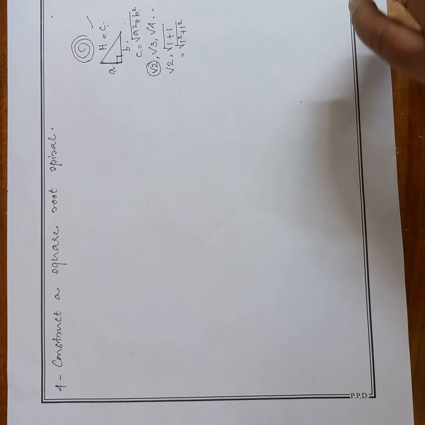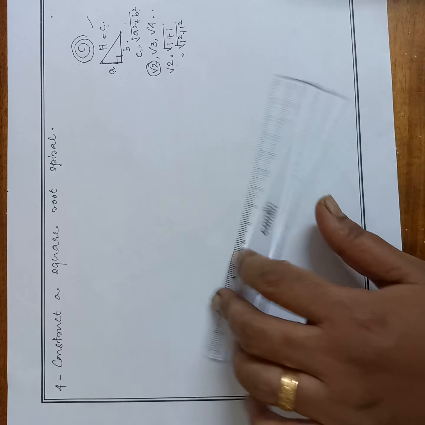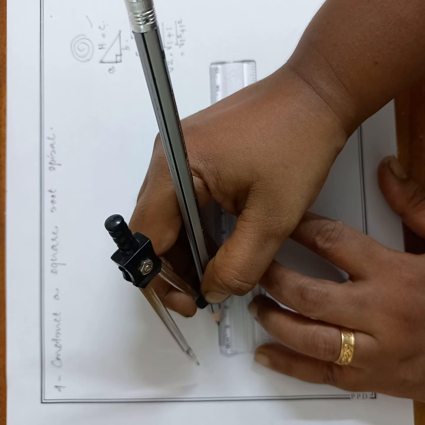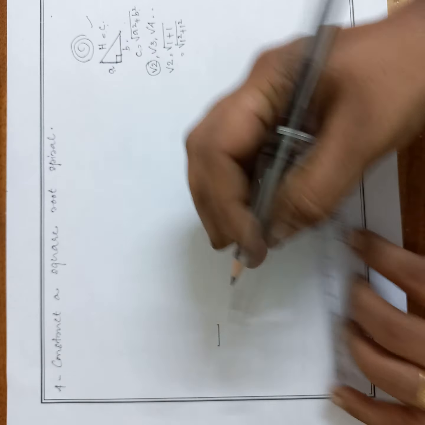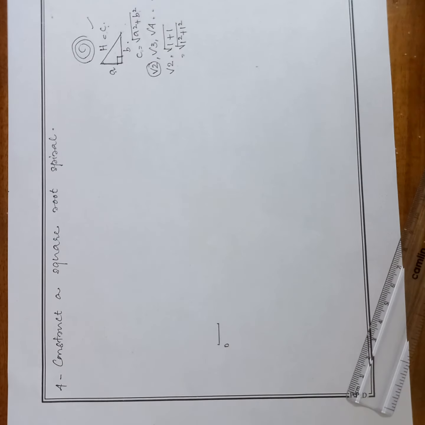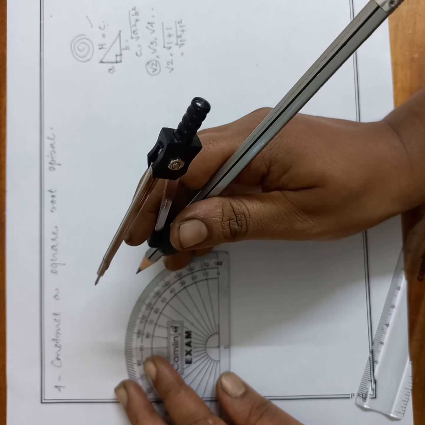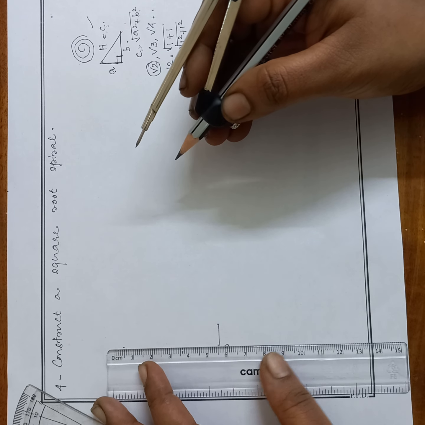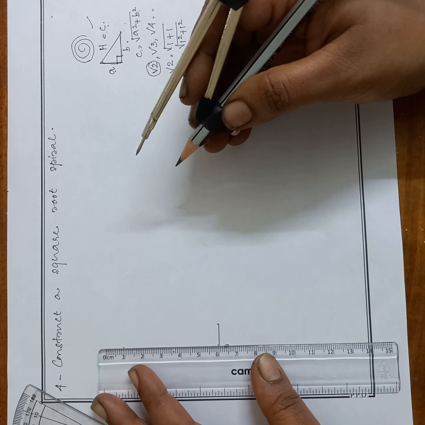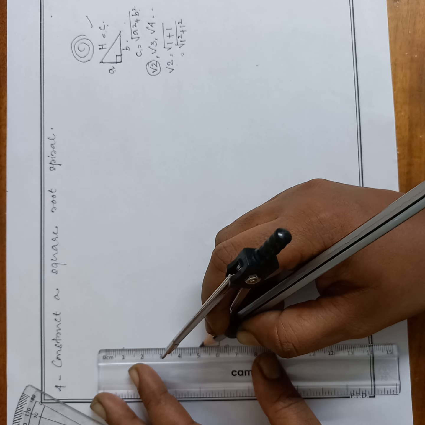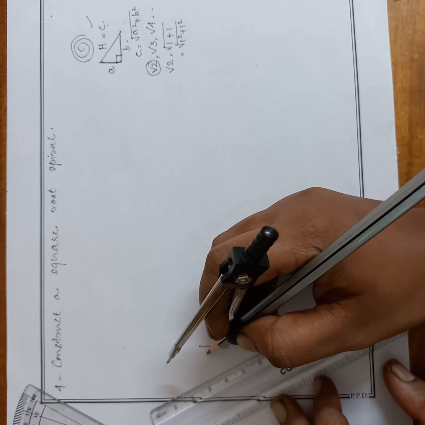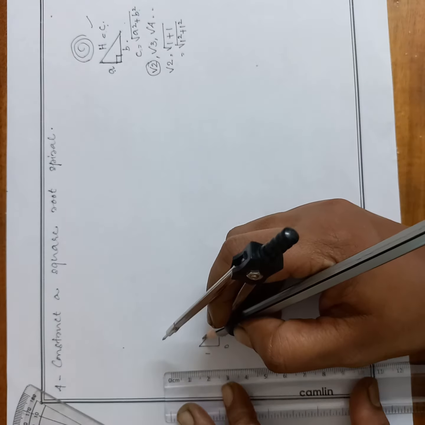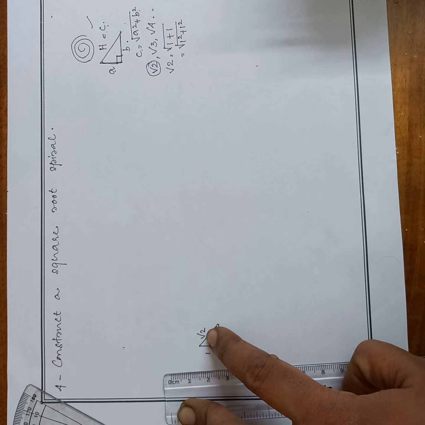So I construct a right angle triangle with one side equal to 1. This is a right angle, so I am taking 90 degrees, and this side should also be equal to 1. So this is 1, this is 1. Then this will be equal to root 2. So I get root 2.